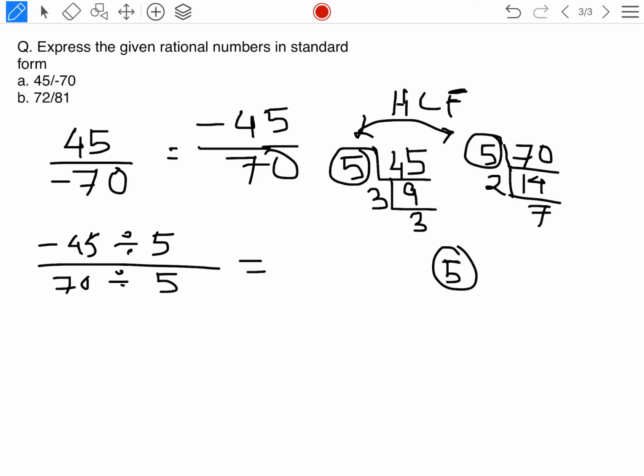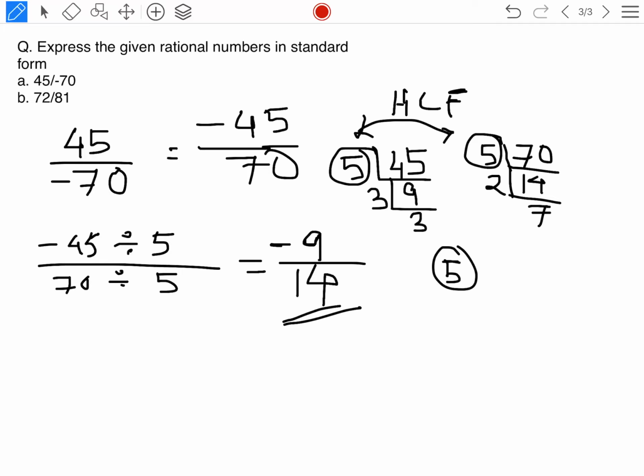So 45 divided by 5, how much? 9. Yes or no? We'll just write negative because it is minus 45. We know that 9 5s are 45. And 70 divided by 5 is equal to 14. 14 into 5 is always 70. So 9 by 14 is your answer. Minus 9 by 14 is the standard form of 45 by minus 70.